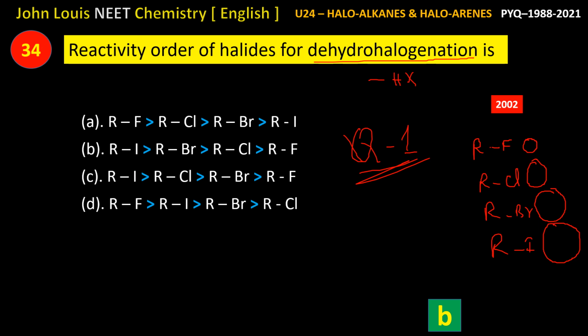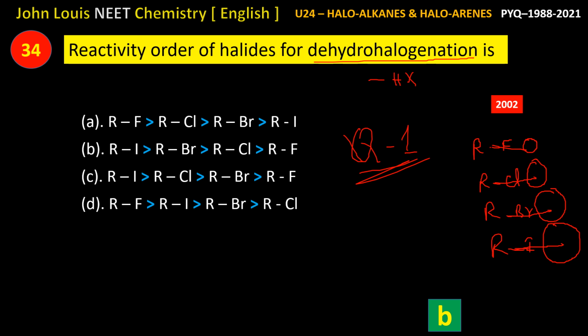This will be the biggest. Therefore, the bond length will be more as you go down the group. When the bond length increases, what happens? The bond strength decreases. Therefore, RI bond strength is very less compared to RF. So therefore, the reactivity will be the reverse order.